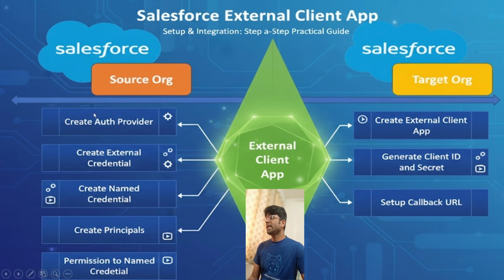So first, we'll create an auth provider, then we'll create an external credential. Then we'll create a named credential, then we'll create a principal, then we'll assign a permission set or profile to access this connected, or sorry, named credential. This is how we'll proceed with our demo.